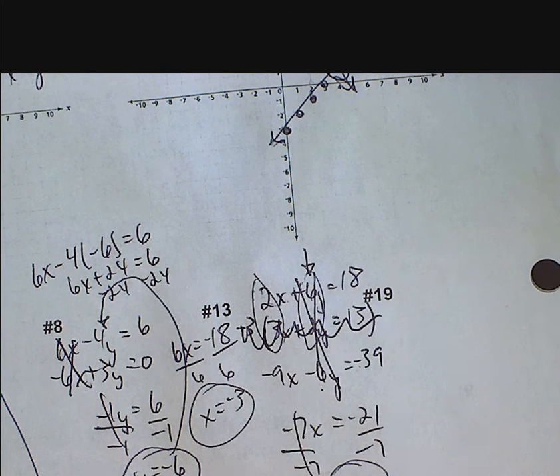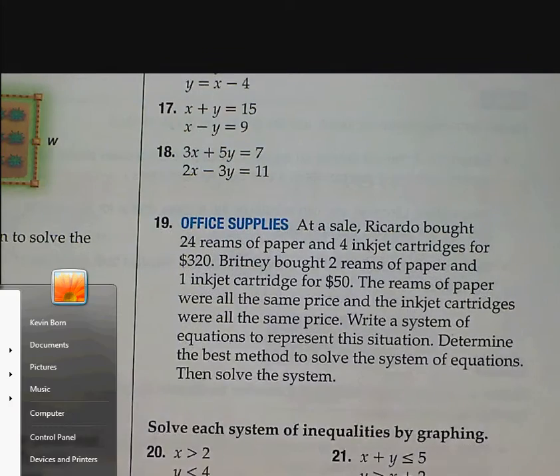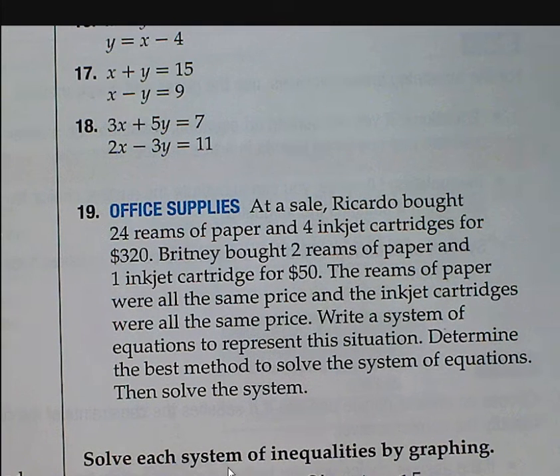Number 19. Go ahead and pause the video and read the word problem.